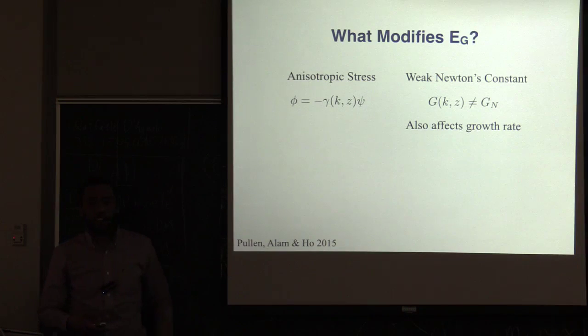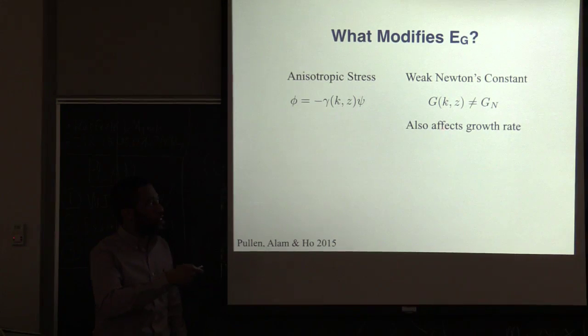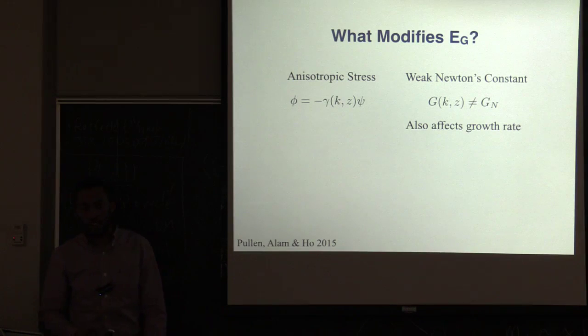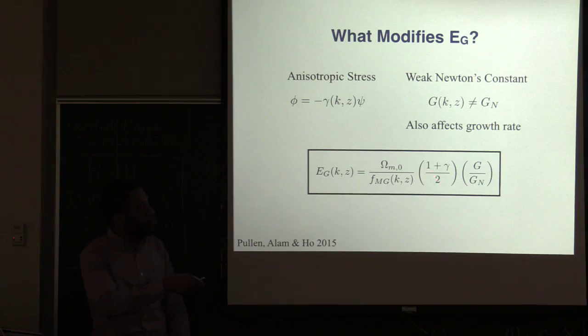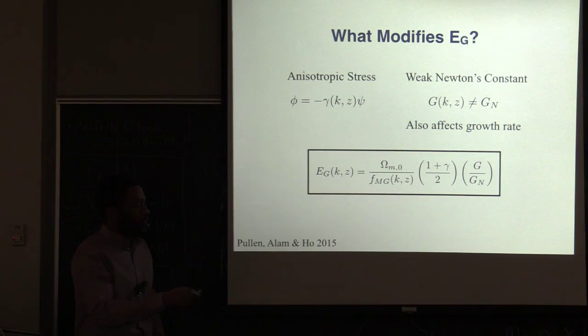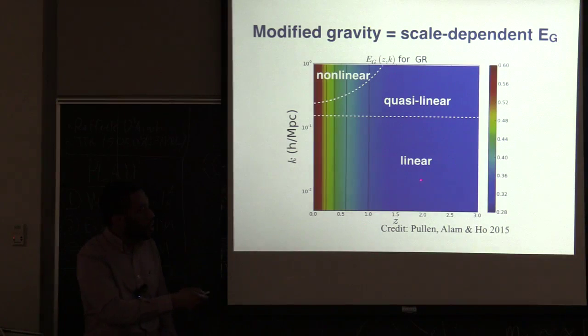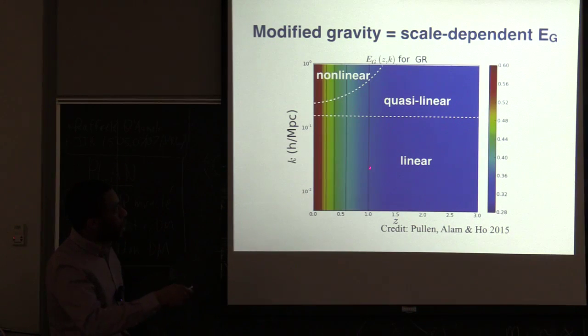And so this will cause gravity to be affected as well. Not only would it affect expansion probes, but it will also affect the growth rate as well. And so for each of these modifications, if gamma is not equal to 1, or if G is not equal to Newton's gravitational constant, you get a modification of E_G, which appears in this form. And so now, how would this look on the plot? Well, here is a color plot of E_G as a function of redshift and scale.